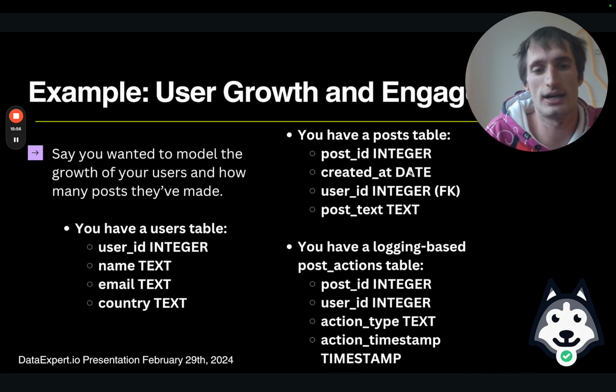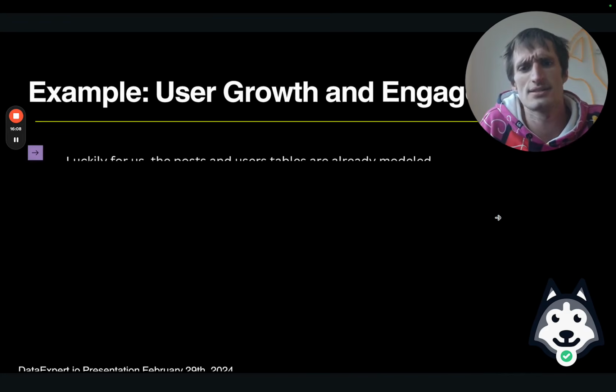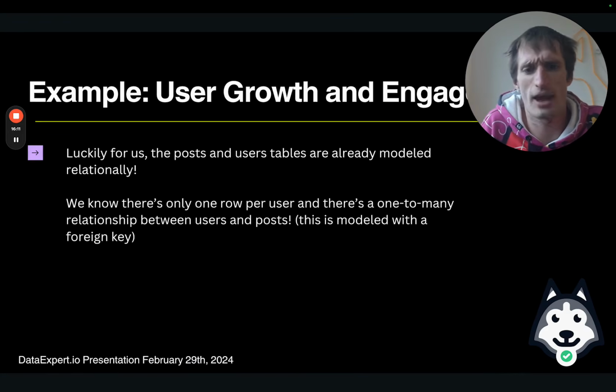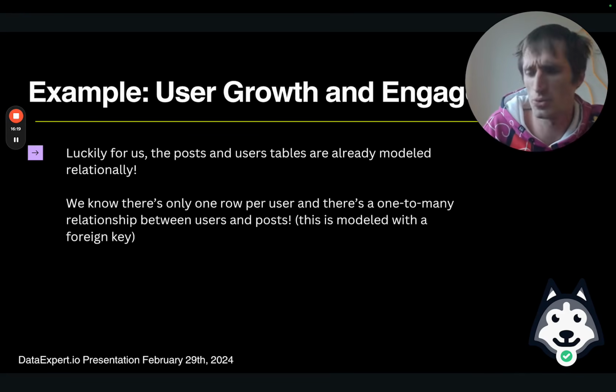And then we were talking about the post actions that get dumped to Kafka. The good news here is this data is already relationally pretty much correct. So you'll see we have that one-to-many relationship, and luckily for us, the software engineer who modeled these tables did a good job. So we don't have to be frustrated with them.